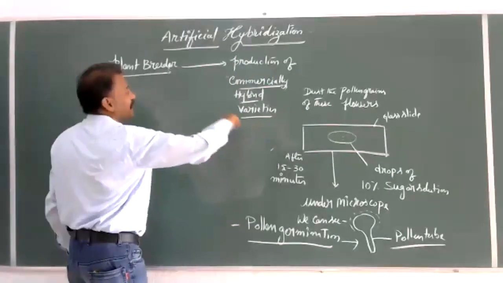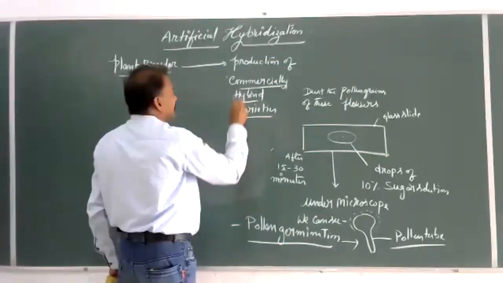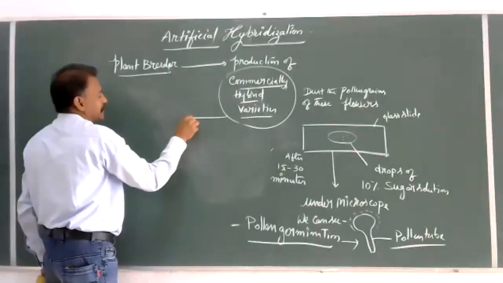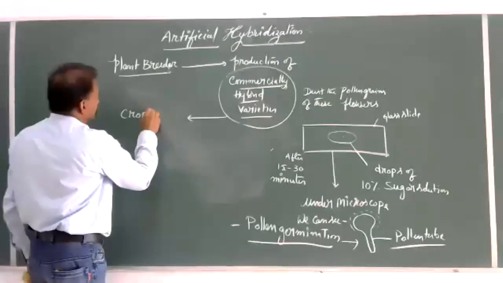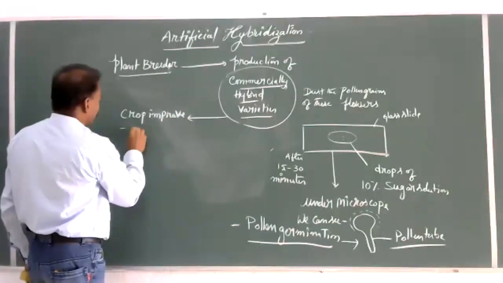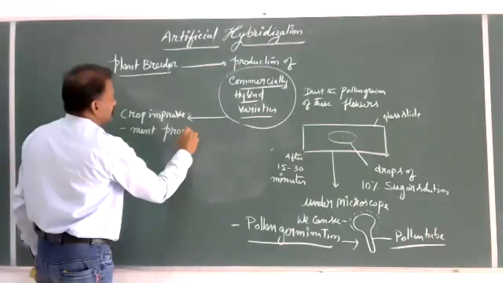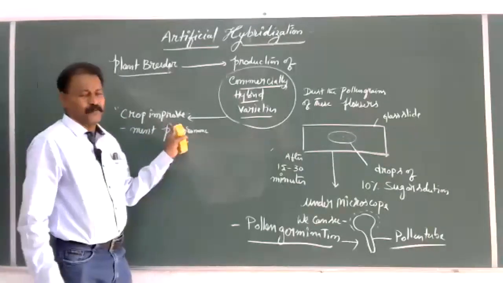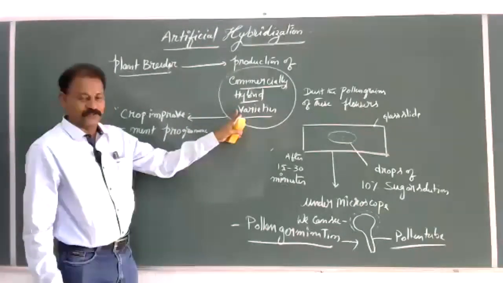How the process of production of commercially superior or hybrid varieties comes under a separate program called the crop improvement program. So crop improvement is nothing but a plant breeder wants to improve a crop variety which is commercially useful.